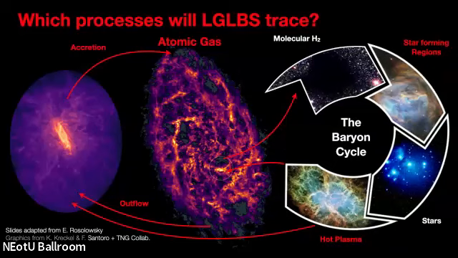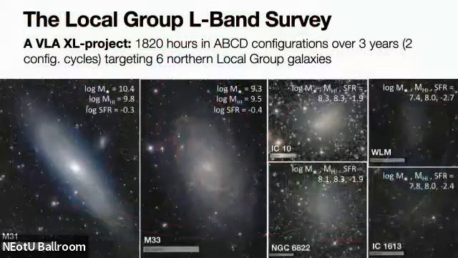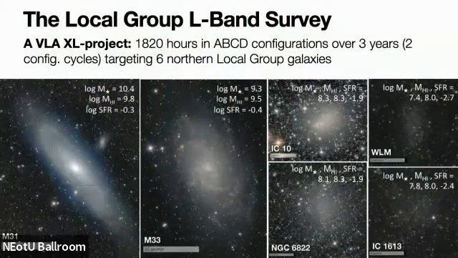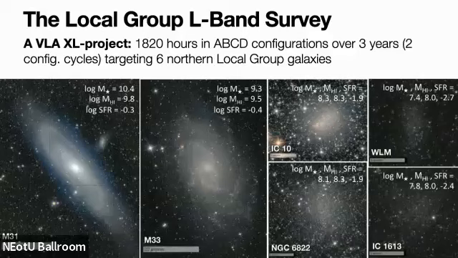So what is LGLBS as a whole? This is 6 targets using all 4 configurations of the VLA. We've been observing for about 3 years. We're finally going into our last semester of observations, so most of it's already complete. And so we're looking at the 2 big galaxies in the north, M33 and M31, as well as 4 northern enough star-forming dwarf galaxies that the VLA can easily observe.